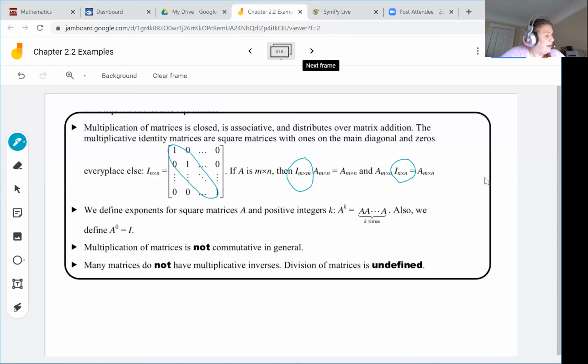Multiplication of matrices is actually not commutative in general, though, because we know if you multiply a matrix on the left or the right, you might get different results depending on the dimensions you're working with. And many matrices do not have multiplicative inverses. So a singular matrix is the name for that. A singular matrix is a matrix that is not invertible. And later on in the semester, we will see that a matrix is singular if and only if its determinant is 0. So there's a relationship there. And we will study later on how to calculate the determinant and check if a matrix is singular or not. And then division of matrices is undefined.